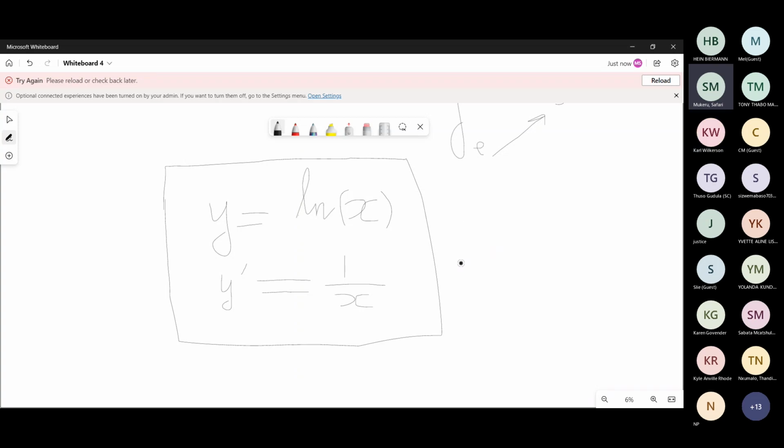If you want a more general one, let me extend it. Let me take ln of the function, for instance, in general, f of x, right? Very nice.